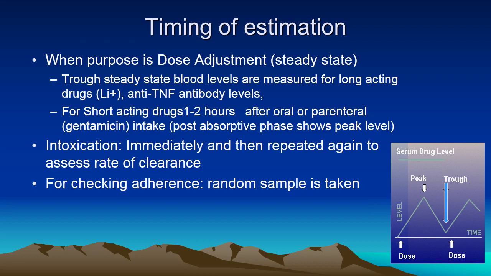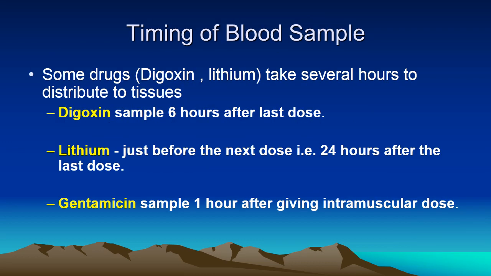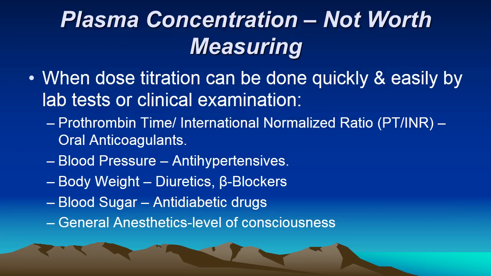For checking clearance, for digoxin, a sample 6 hours after the last dose is taken. For lithium, a sample just before the next dose is usually taken. And for gentamicin, a sample is taken 1 hour after giving it parenterally.